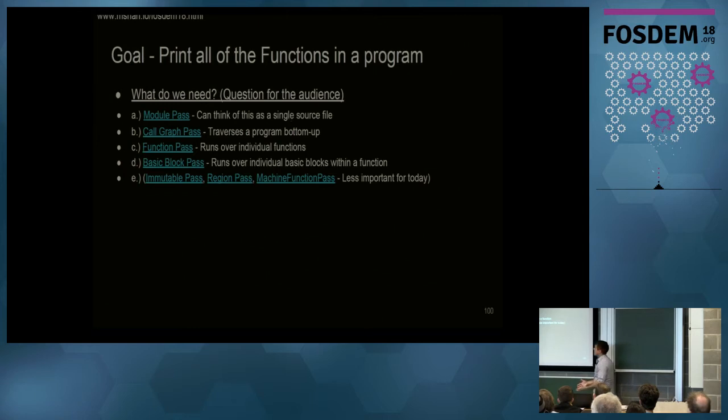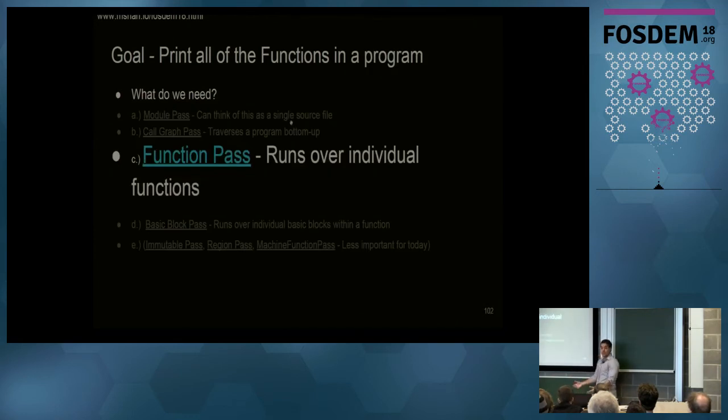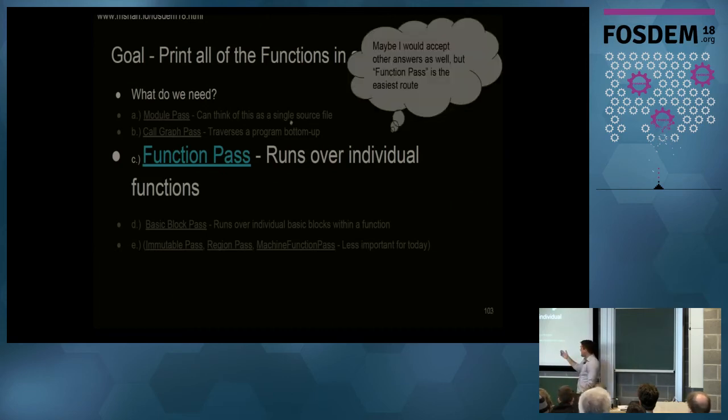All right, so I've got a task. I want to print all of the functions in a program, maybe to get a list or to see where they're coming from. What kind of pass should we use for that? Any guesses from the audience? Function pass? Function pass, you got it, yeah. It's appropriately named, so I'll take that. Yep, it runs over each individual function. That's how it's structured. I would maybe add, we'll see an example of a module pass, but yeah, that can do the job. Function pass is the correct answer.